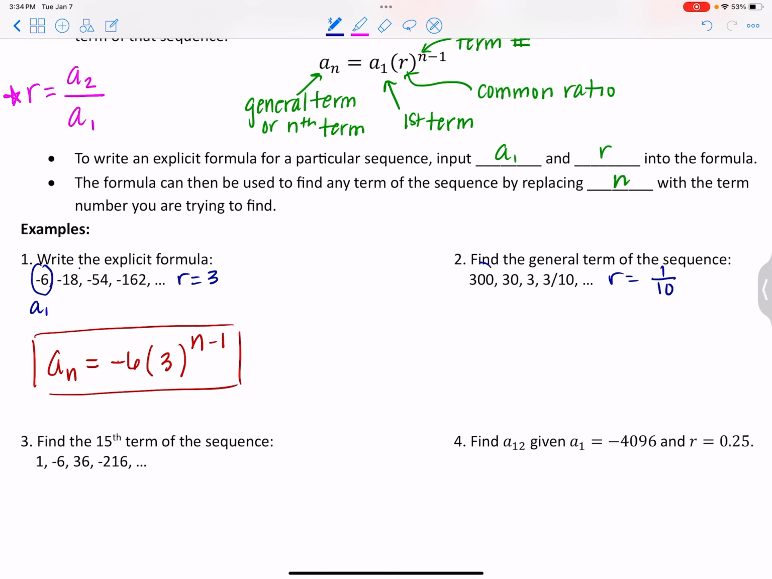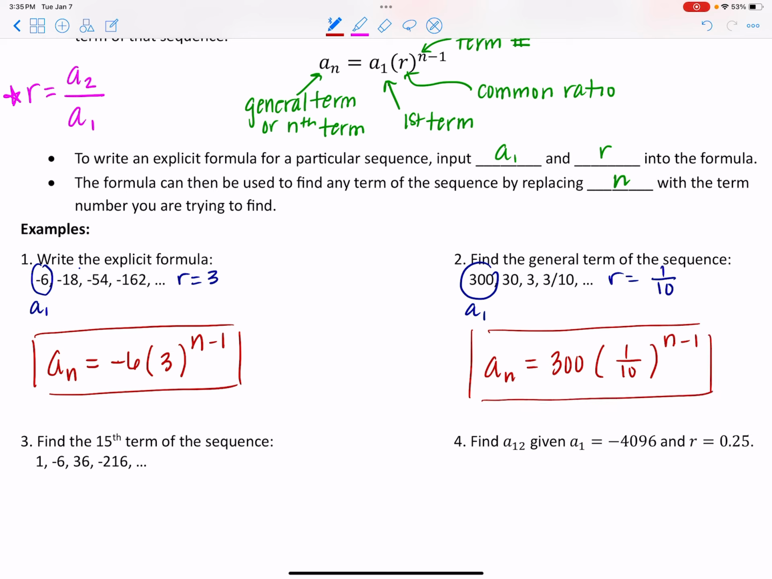And again, 300 here is our first term. So a general term for this sequence, a sub n, the nth term, would be that first term, 300, multiplied by the common ratio, 1/10, or 0.1, raised to the n minus 1 power. So there's your formula for that sequence. And now we're going to just take this a step further. Let's actually use our formula to calculate a term in the sequence.